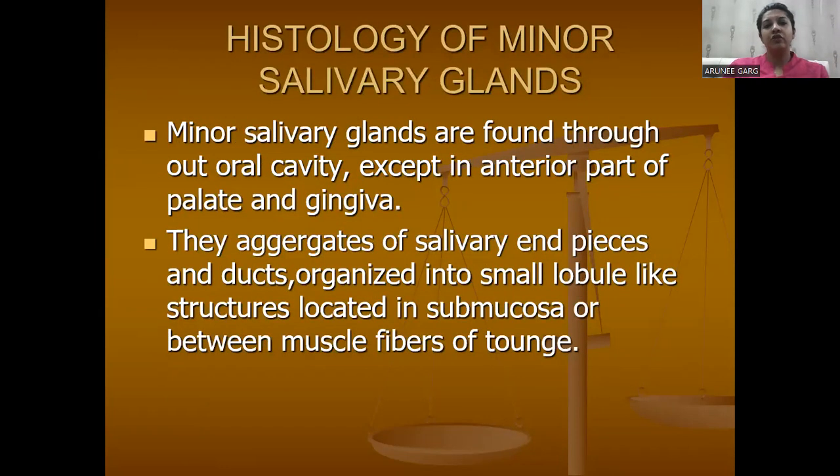Now, the histology of minor salivary glands. The minor salivary glands are found throughout the oral cavity except in the anterior part of the palate, that is the hard palate, and in the gingiva. These are aggregates of salivary end pieces and ducts, which are organized into small lobule-like structures located in the submucosa or between the muscle fibers of the tongue.